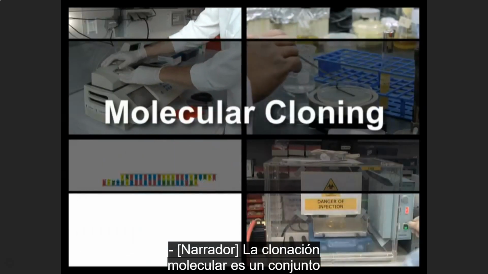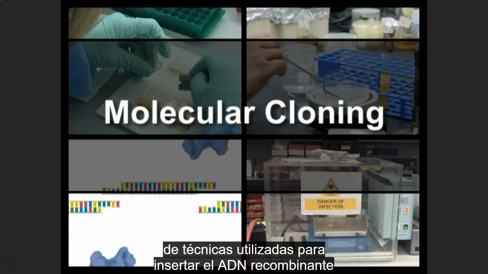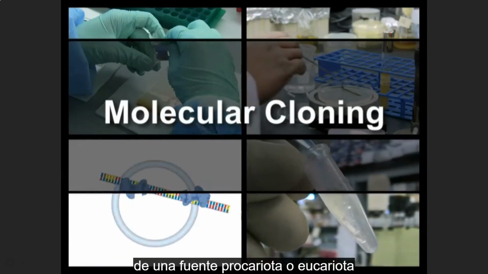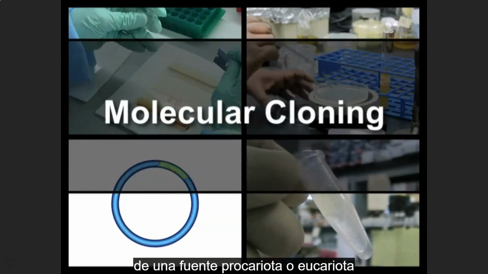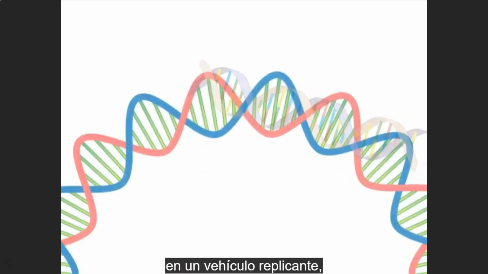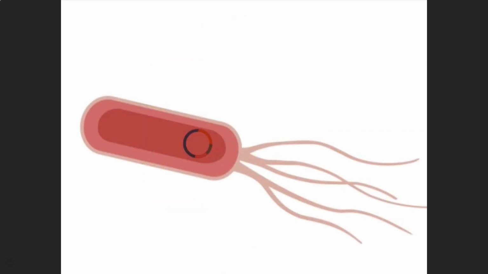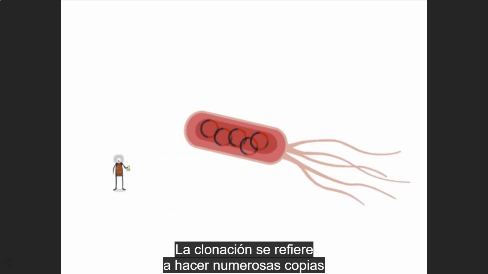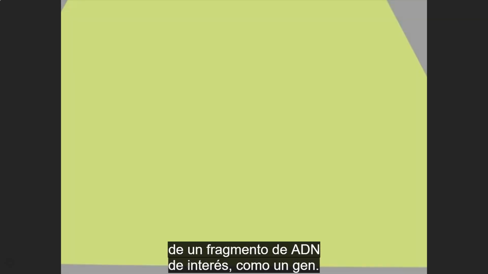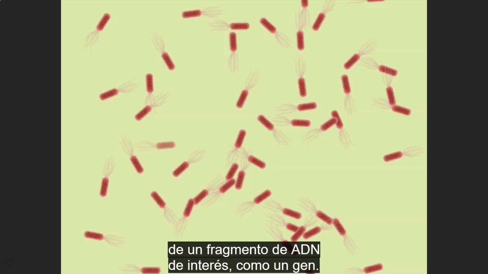Molecular cloning is a set of techniques used to insert recombinant DNA from a prokaryotic or eukaryotic source into a replicating vehicle such as plasmids or viral vectors. Cloning refers to making numerous copies of a DNA fragment of interest, such as a gene.